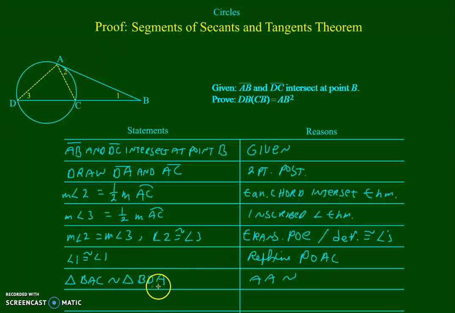And because the two triangles are similar, all corresponding sides are proportional. Therefore, I can come up with a proportion that's going to give us this relationship. So let's generate a proportion. First, we'll get ourselves some space at the bottom here. We'll generate a proportion and see if we can't manipulate that into this form.